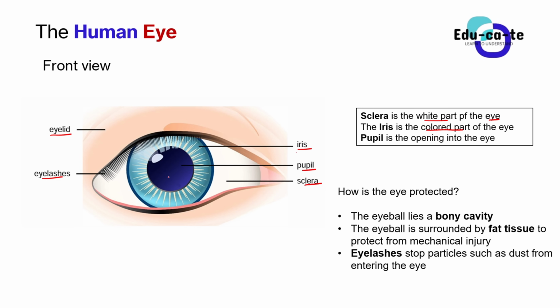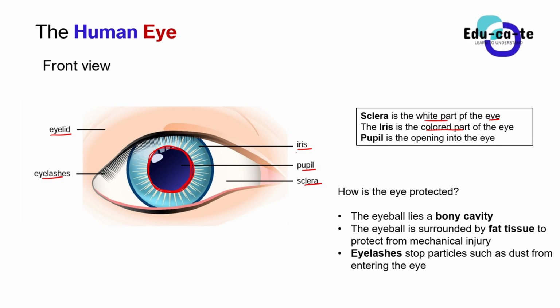And then the pupil is the opening into the eye. The pupil is this round part that opens into the eye. Its main duty is to allow light to pass in so that it can enter the eye. Because for you to be able to see, you need light to pass through the pupil and get inside your eye. So the pupil is that opening into the eye.